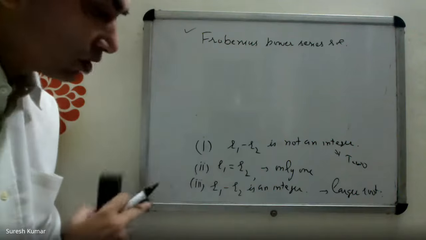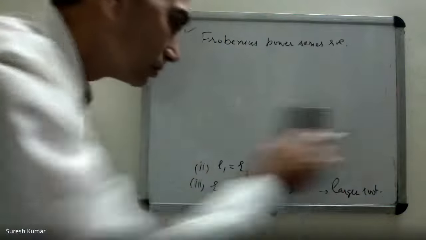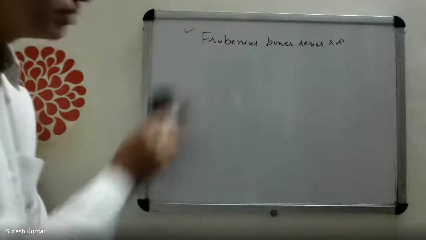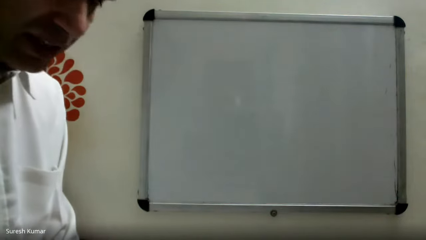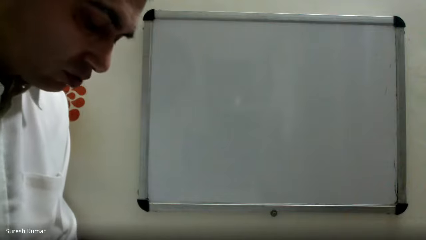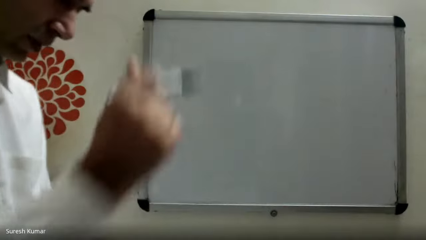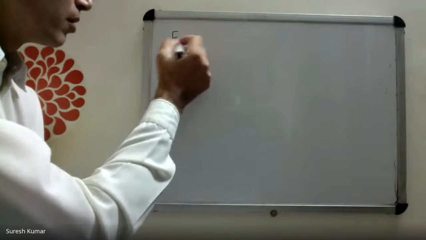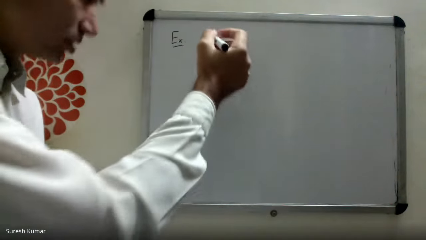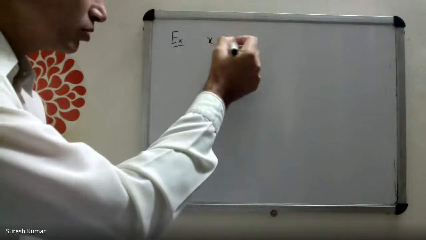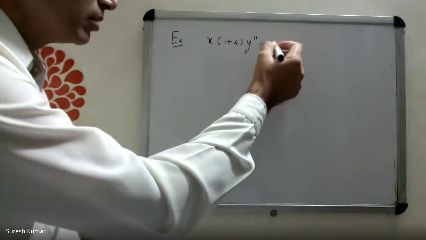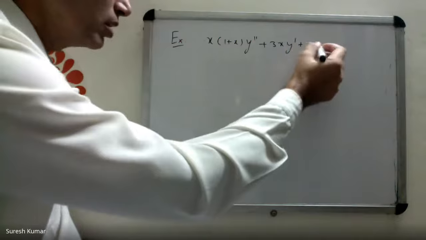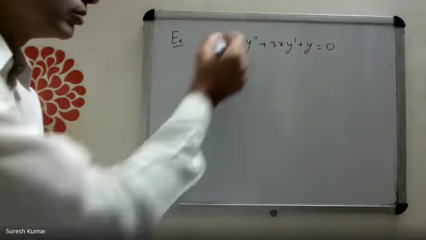Now let's see the problems based on case 3. You need to practice some different problems, that would be really helpful. If you do it right now, that will save your time. You need not to do these problems later. So find power series solution of the differential equation x into 1 plus x y double prime plus 3x y prime plus y equal to 0, about x equal to 0.